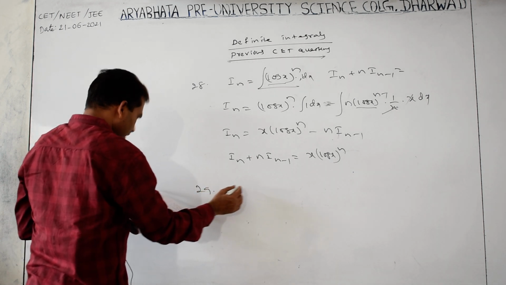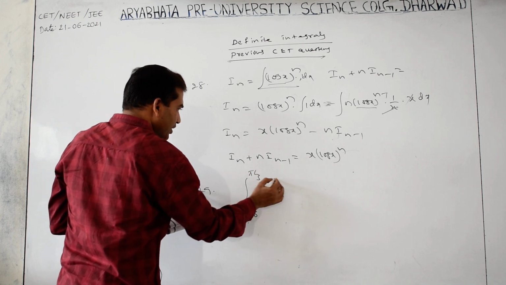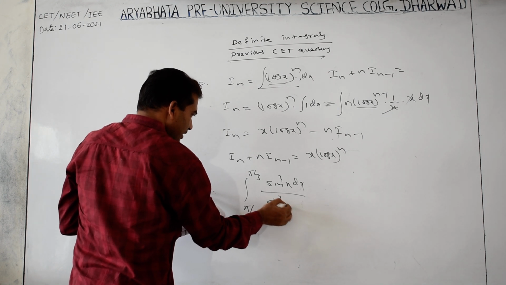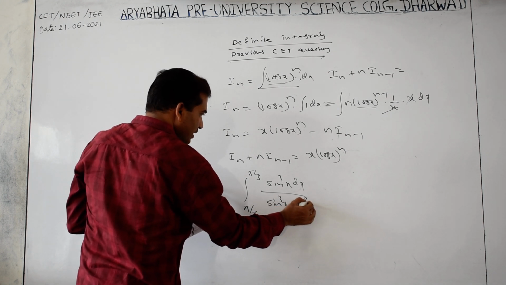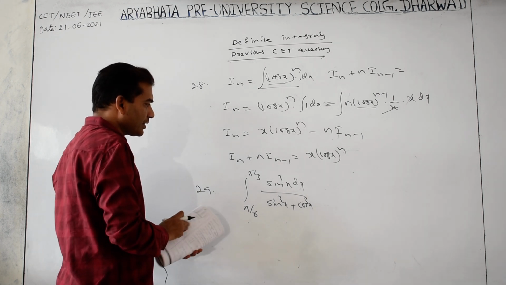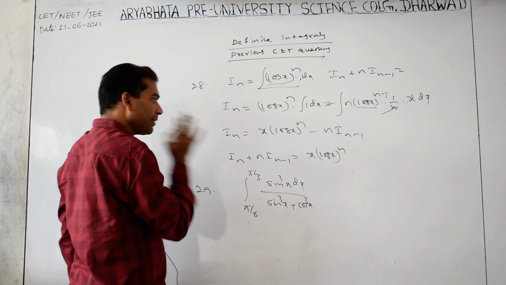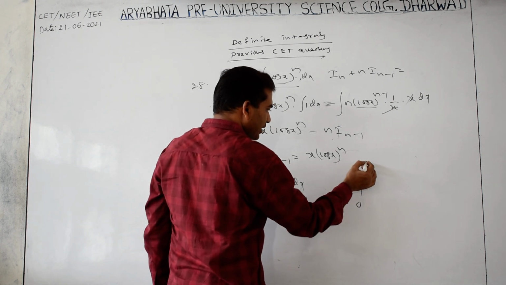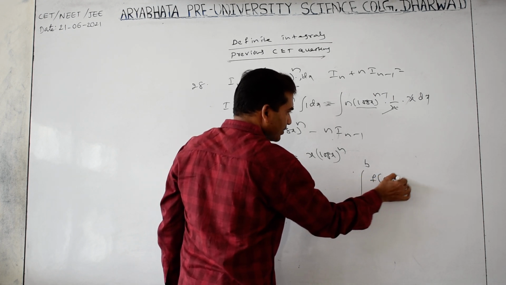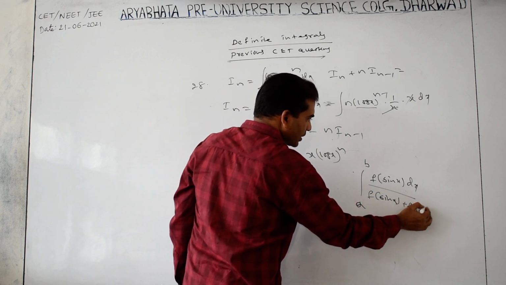Question number 29, integration of pi by 6 to pi by 3 sin cube x dx divided by sin cube x plus cos cube x dx. I said this formula, I think you can recollect. Let this be I. By using the property shortcut directly, a to b, f of sin x dx over f of sin x plus f of cos x.